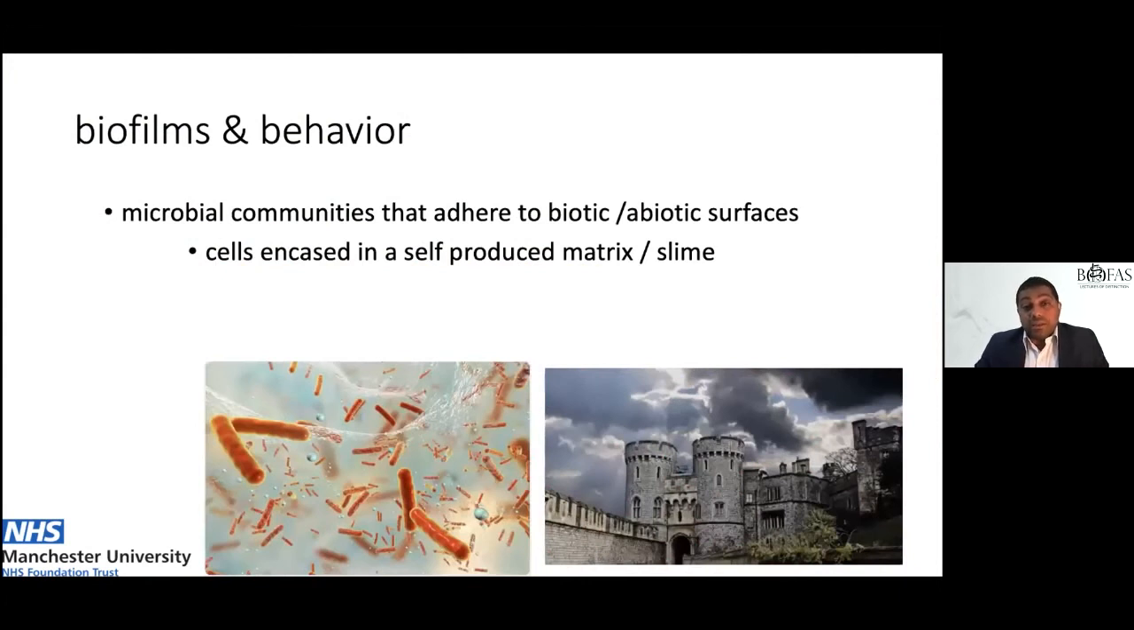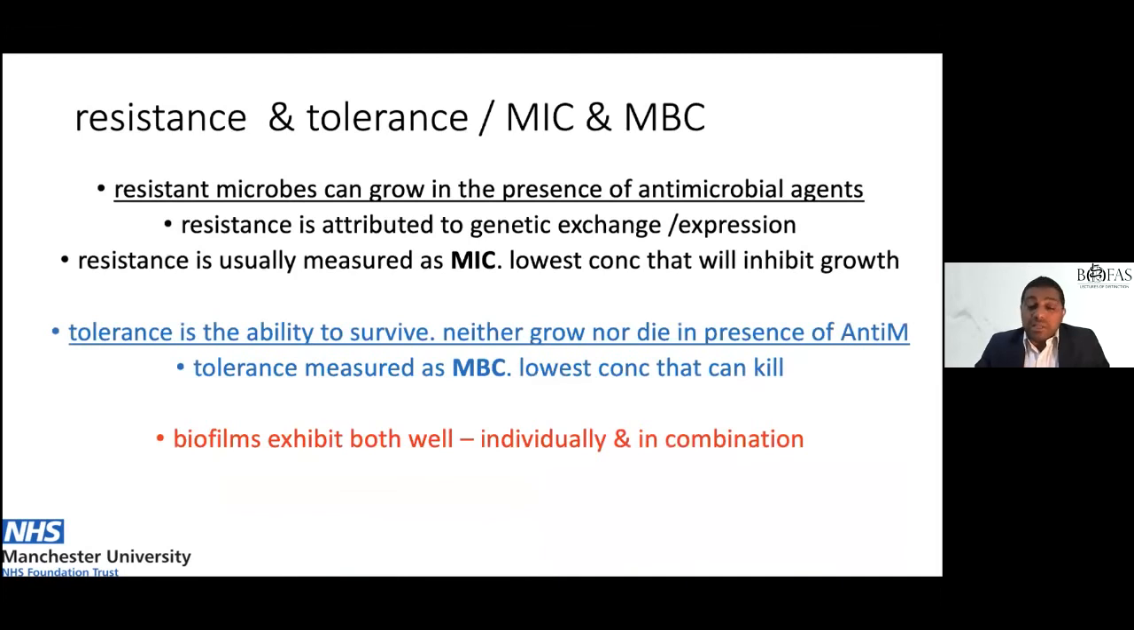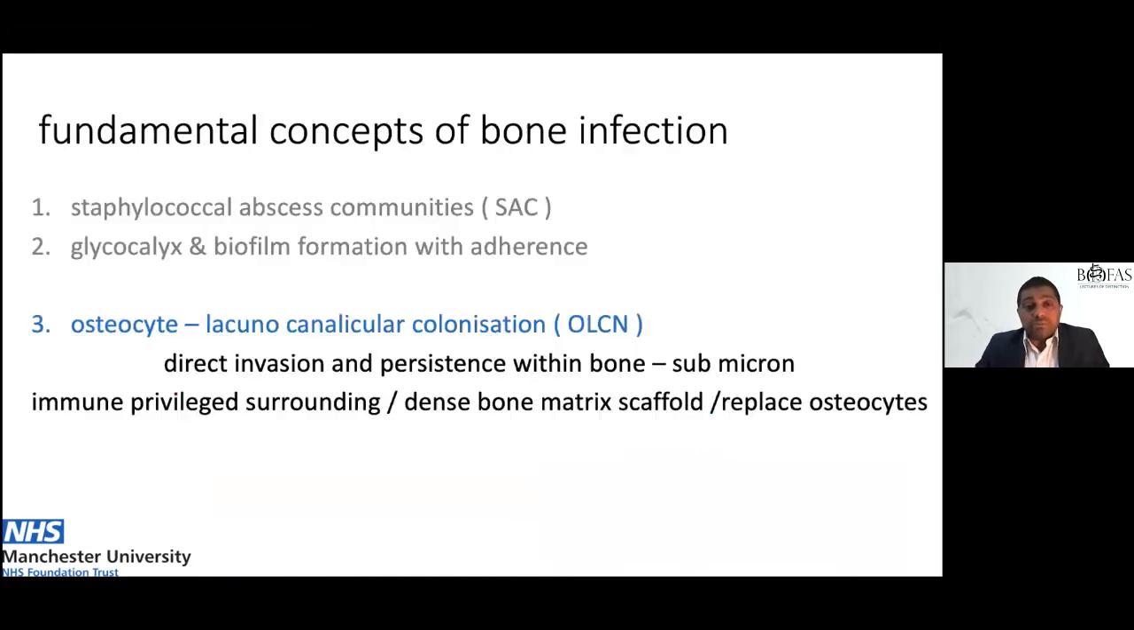So these are bacteria encased in a shell, and they produce that matrix themselves. And once they do that, they can actually form little colonies, and from the colonies they send out bacteria which can seed other areas. Now these biofilms, or aggregations of bacteria, if you want to call it that, exhibit both resistance and tolerance. Okay, so that's why we struggle to control the infection just simply with antibiotics.